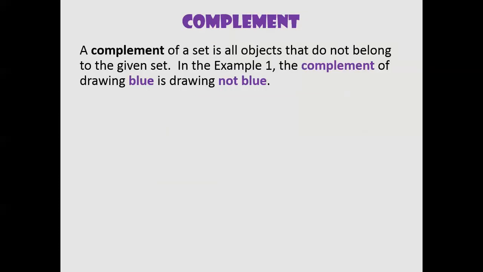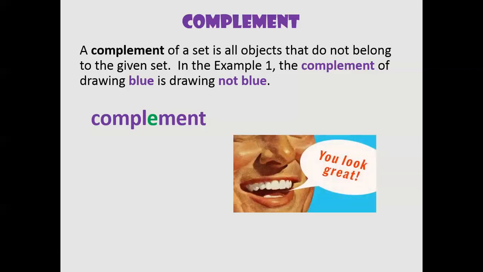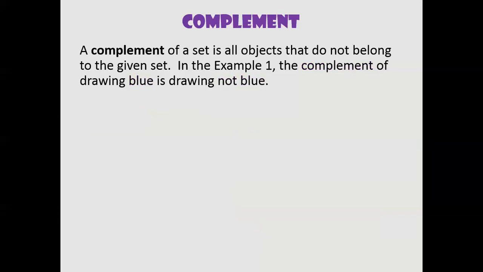All right, the complement. The complement of a set is all the objects that do not belong to the given set. So in example 1, the complement of drawing a blue marble is drawing a marble that is not blue. Now, just one note here. The word complement mathematically is spelled with an E in the middle of it. If you want to tell somebody that they look fabulous, that's giving a compliment with an I. So back to our complement.